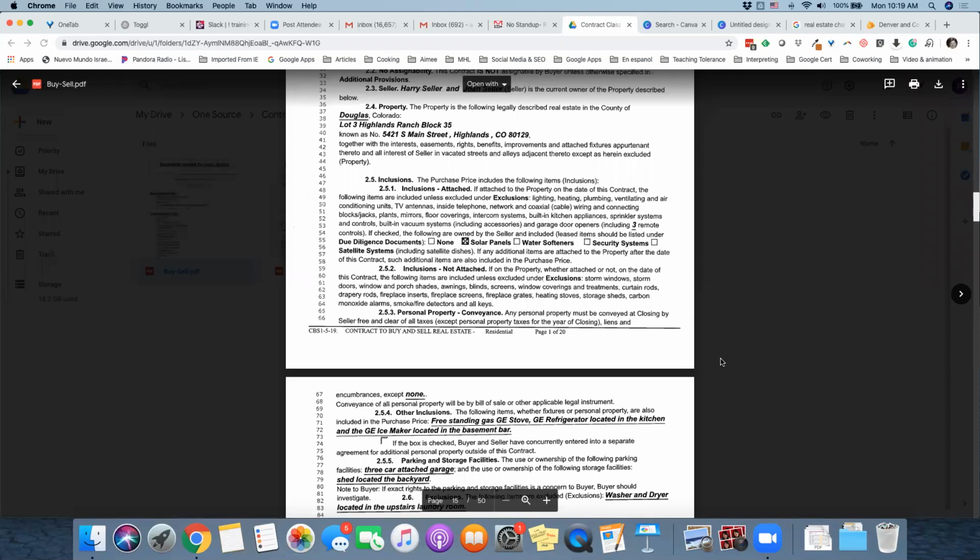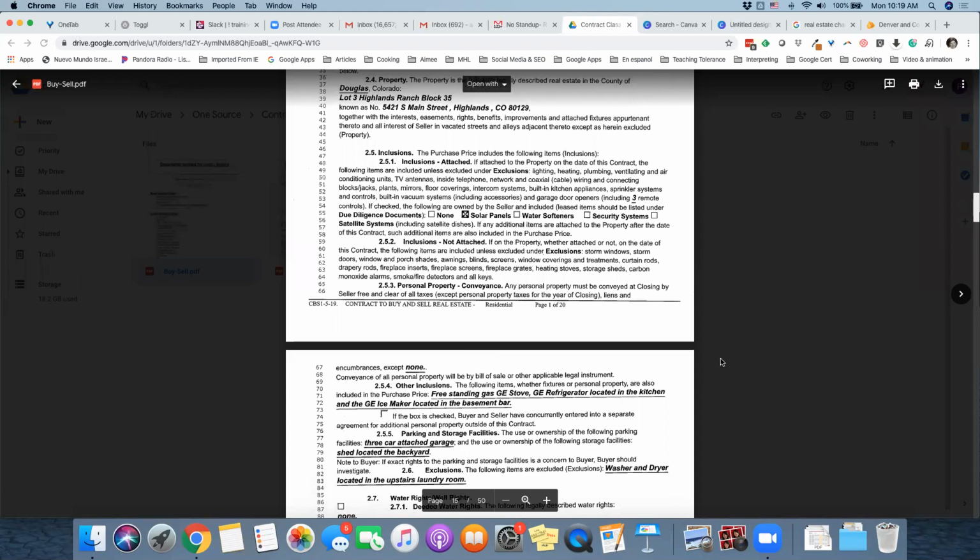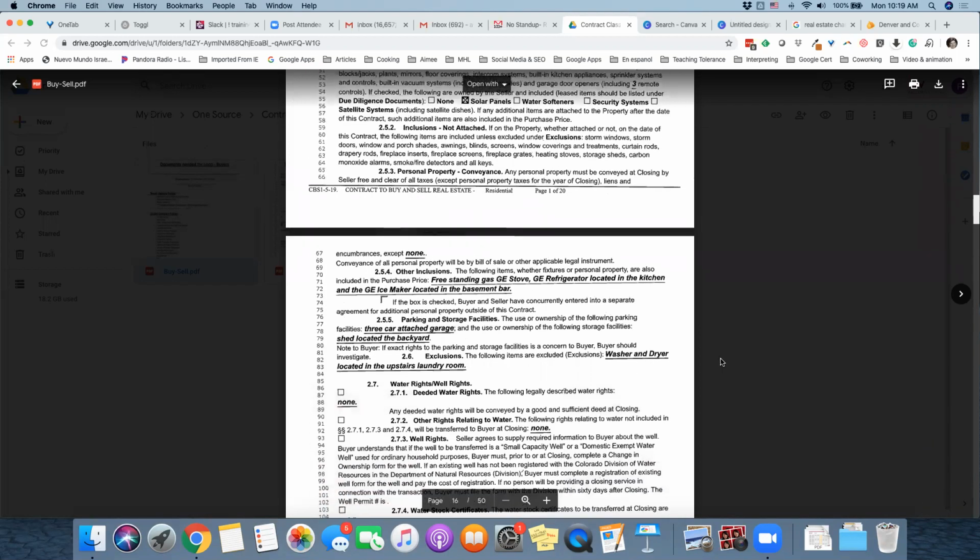Then below that line, if checked, following are owned by the seller, including leased items, should be listed below. So if you don't have solar panels, water softener, security system, or satellite system, check the box none if there's nothing in the house with those 4 things in there. Not included, it lists there. 2.5.3 is personal conveyance of property, which at this time, with encumbrances, the exception is none.